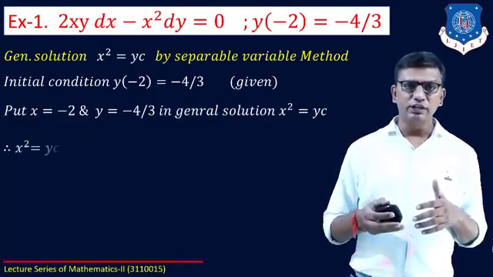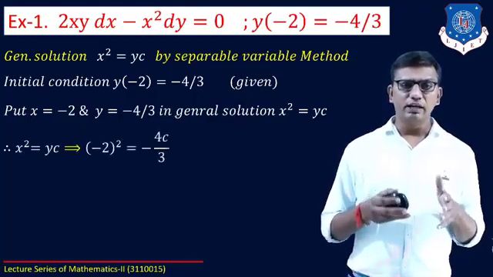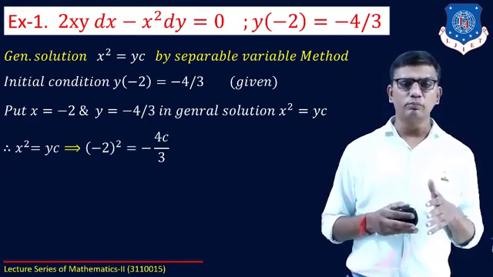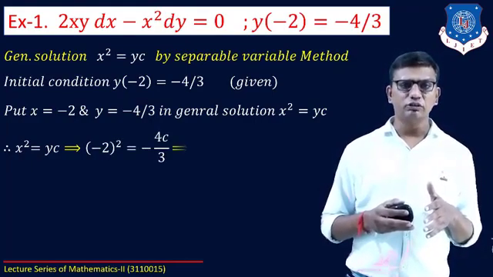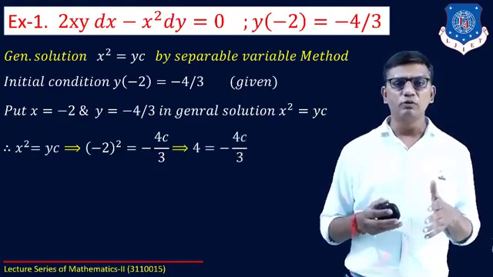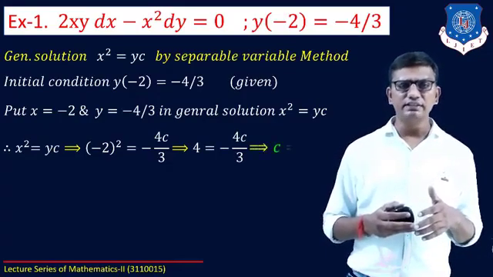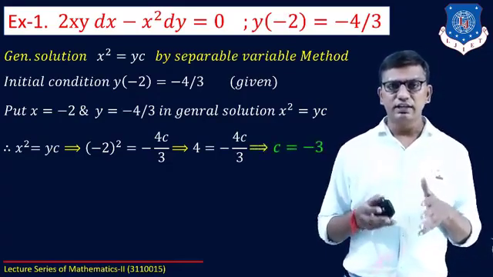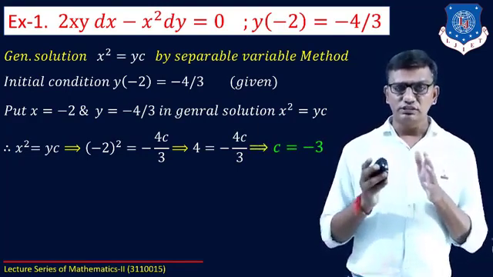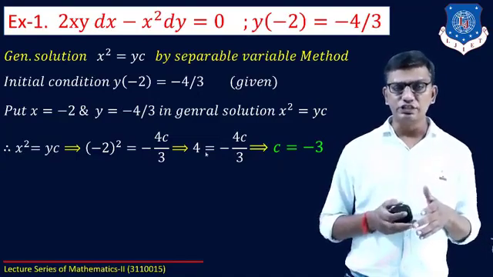Then after putting these values in our general solution, we get (-2)^2 = -4/3 c, and after solving it we get 4 = -4/3 c. Both 4 cancel from both sides, then we get c = -3. So here we can find the particular value of our arbitrary constant c using our initial conditions.